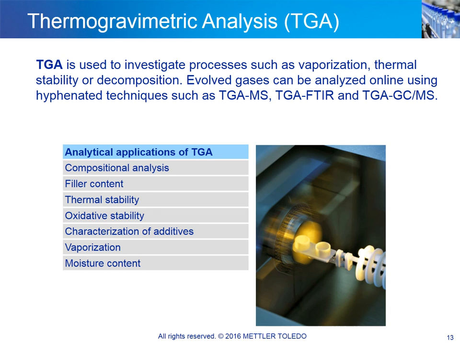Where TGA is used to investigate processes such as vaporization or decomposition, evolved gases can be analyzed using hyphenated techniques such as TGA-MS, TGA-FTIR, and TGA-GC-MS. The picture on the right is a view of the open furnace showing a sample holder with two positions for the sample and reference crucibles in a simultaneous TGA instrument as mentioned in the previous slide. The standard crucibles are made of aluminum oxide, alumina, in order to withstand high temperatures.